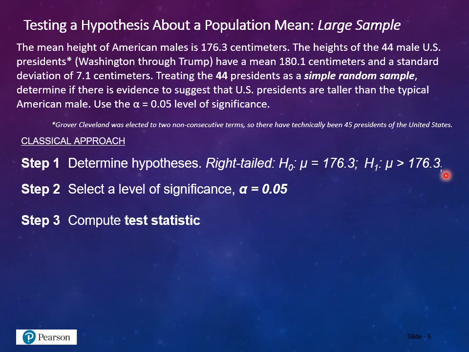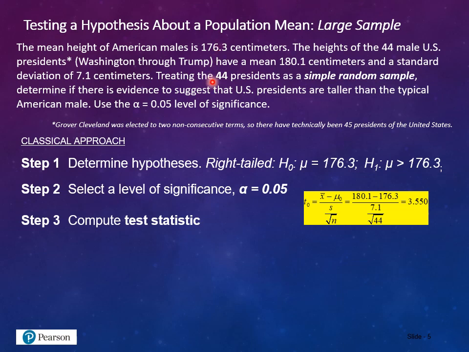And so now we need to calculate the test statistic, okay? So again, the test statistic uses the average given in our sample, and our sample was the 44 U.S. presidents, and that mean x bar value, 180.1. We're using the population mean given in the problem, which is 176.3. We're using the standard deviation in our sample of 7.1. And of course, there were 44 presidents, so we're using n equals 44. And when we do that, we get our test statistic of 3.550.